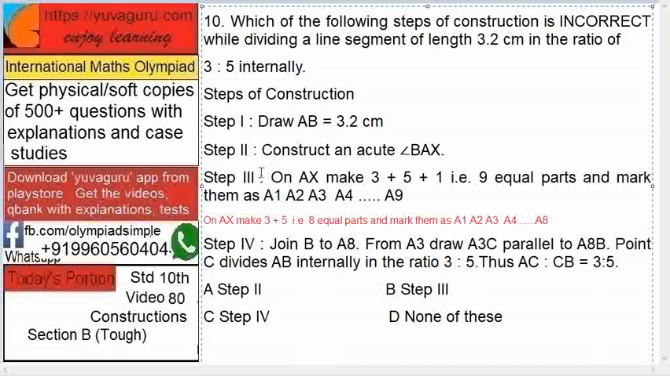Okay. So the correct step should be on AX, make 3 plus 5 equals to 8 parts and mark them as A1, A2 up to A8. Then last step is correct. Join B to A8. From A3 draw A3C parallel to A8B. Point C divides AB internally in the ratio 3:5. So these are the correct steps now.